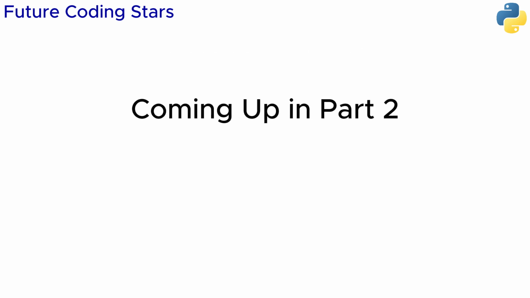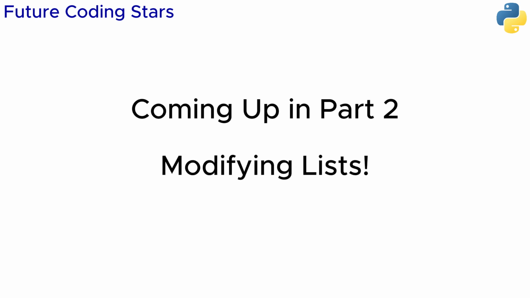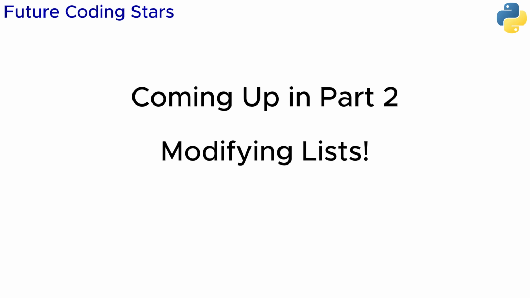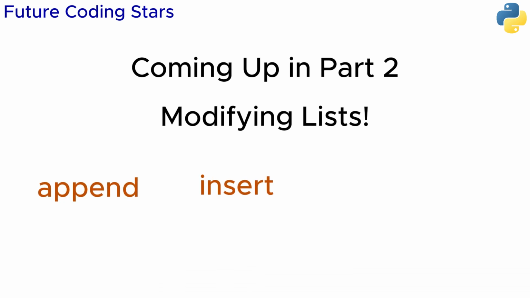This is just the beginning. Lists are powerful because they are mutable, meaning you can change them. In part 2 of this series, we're going hands-on and learning how to modify lists by changing, adding, and removing elements. You'll see methods like append, insert, remove, pop, and del in action.